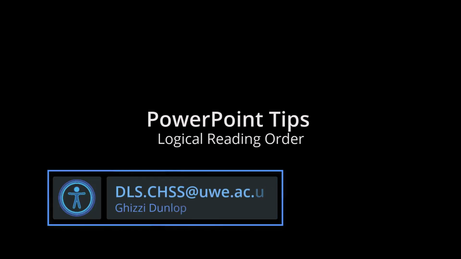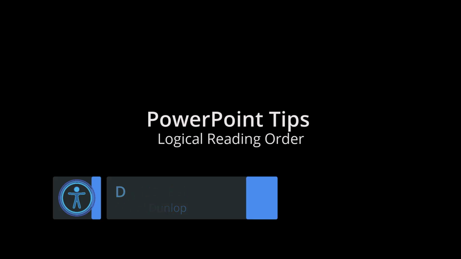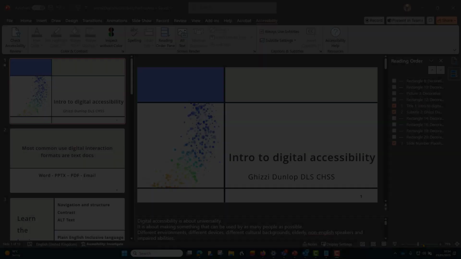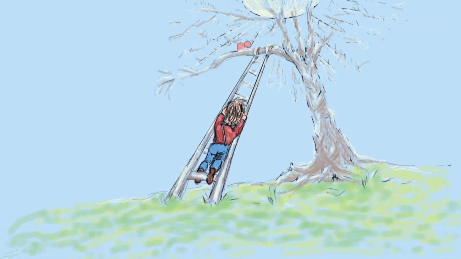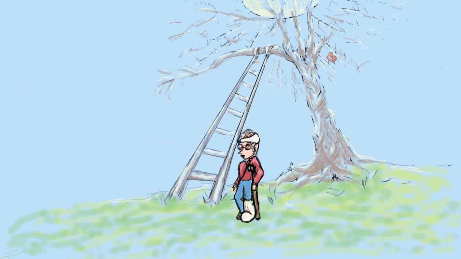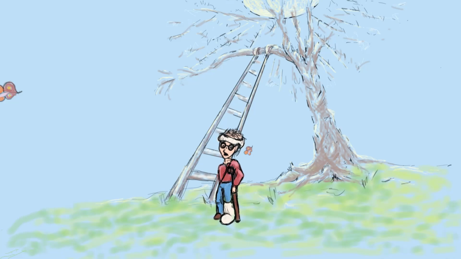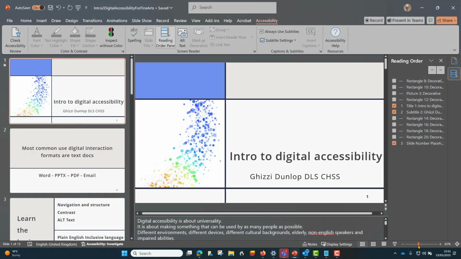Logical reading order. What is it? In PowerPoint, content that you add to slides is recorded in the sequence in which you add them. So think of it as animations onion skinning. Each time you add content to a slide, PowerPoint records that you've added that content on that layer. It keeps a record of that order of items added. That's fine looking at slides visually, because you're ordering it and organizing it in a way that works visually.